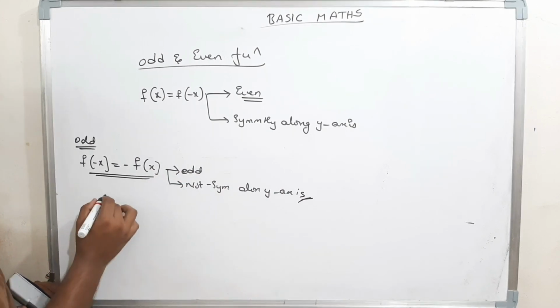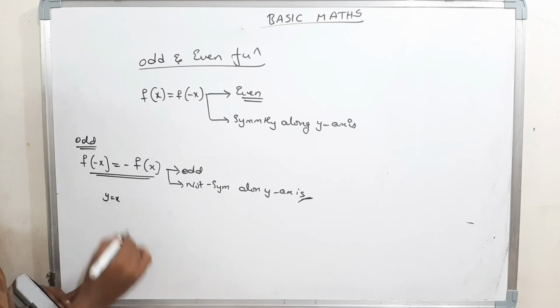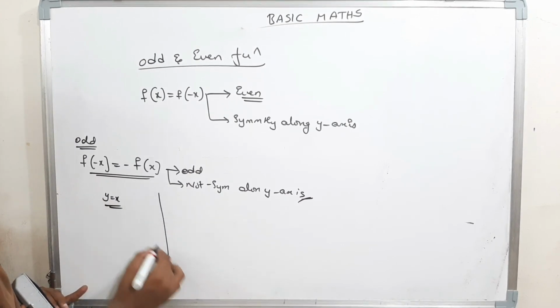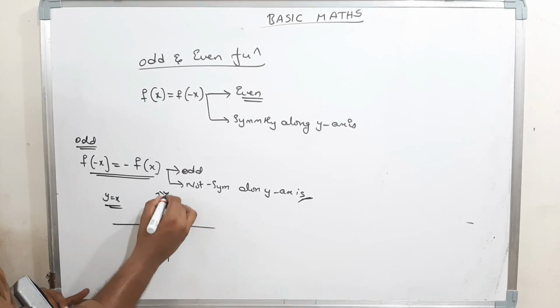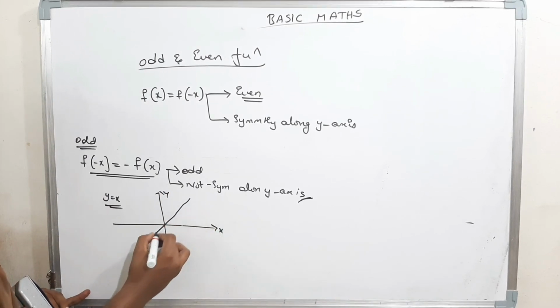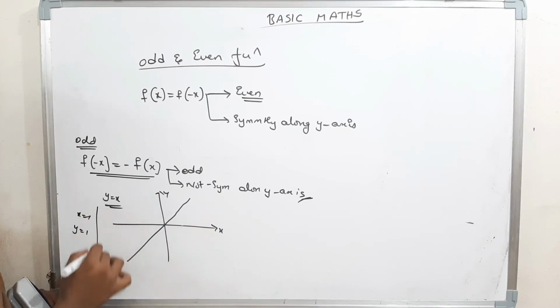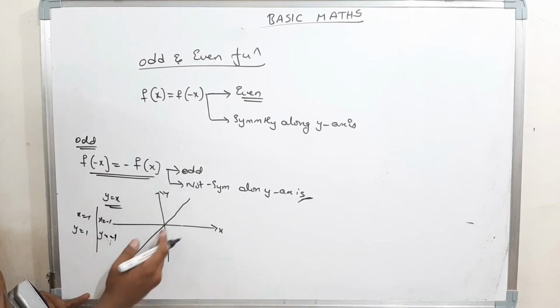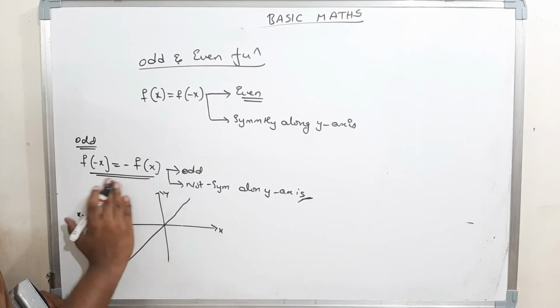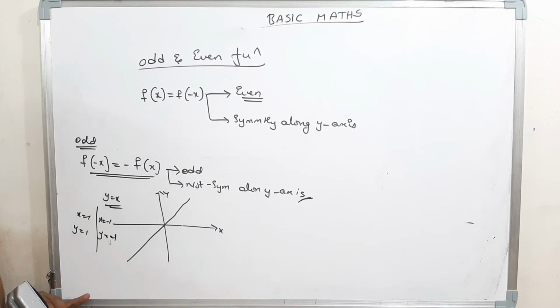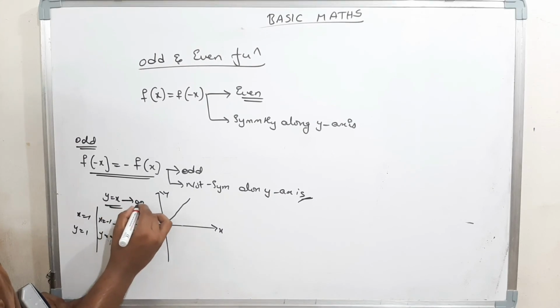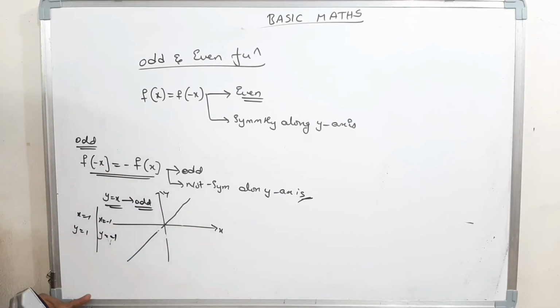Now we'll see one example. y is equal to x. Now what is the graph for y is equal to x? The graph is a straight line like this. If x is equal to 1, what is the y value? 1. When x is equal to minus 1, what is the y value? Minus 1. That means the graph is not symmetric along the y-axis. I can't fold this. If I fold this, it won't overlap. Observe clearly, it won't overlap. Therefore, this function y is equal to x is an odd function.